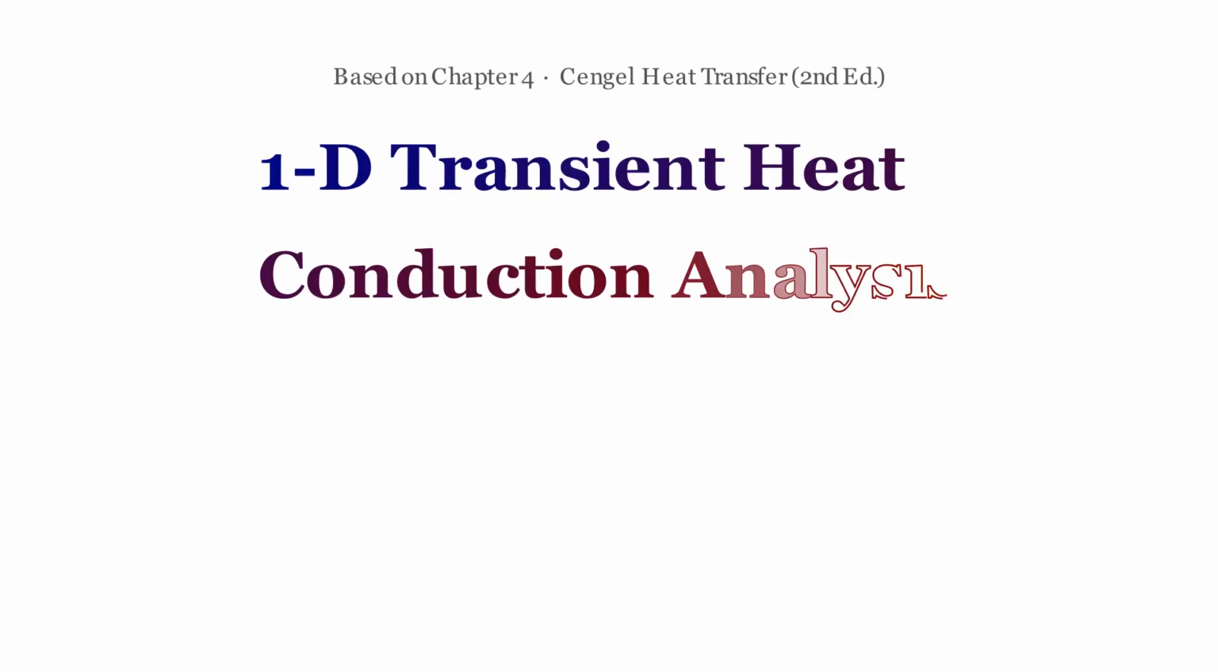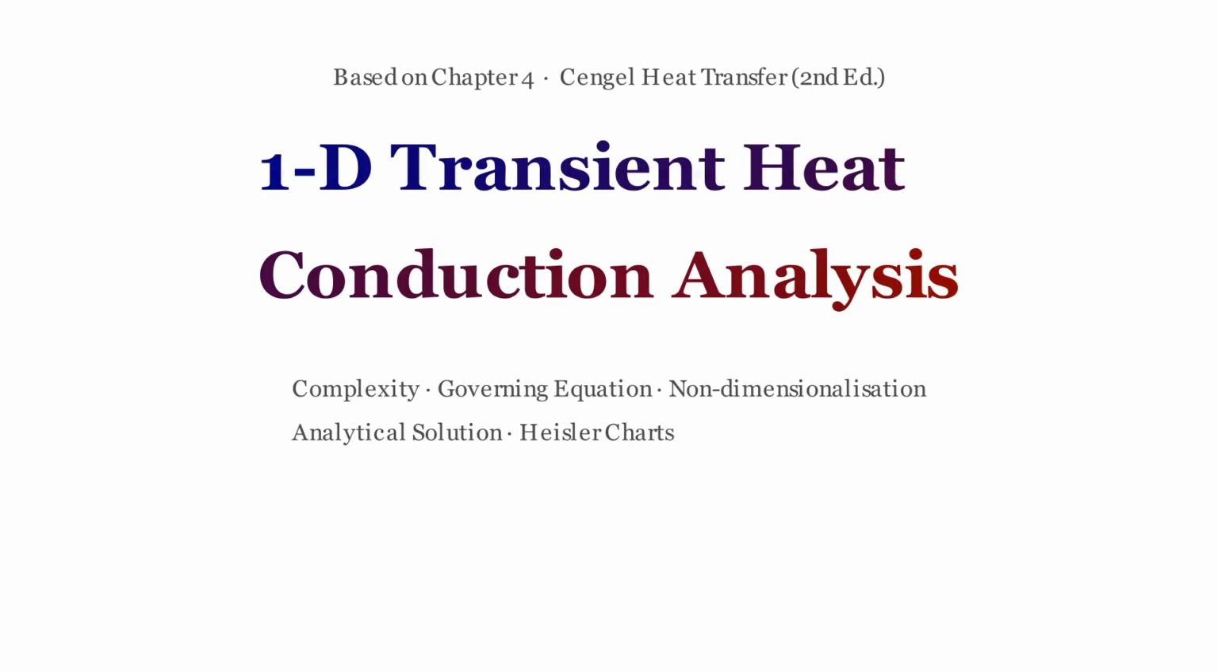Welcome to this lecture on one-dimensional transient heat conduction. We will walk through why transient analysis is more complex than steady state, set up the governing equation and boundary conditions, explain step by step why we need separation of variables, derive the non-dimensionalized form to obtain homogeneous boundary conditions, complete the analytical solution, and finally introduce the one-term approximation and Heisler charts. This lecture follows Chapter 4 of Cengel's heat transfer textbook.